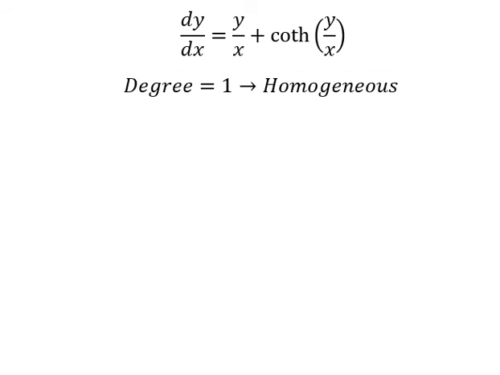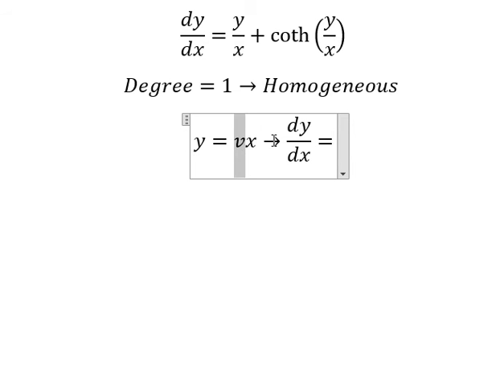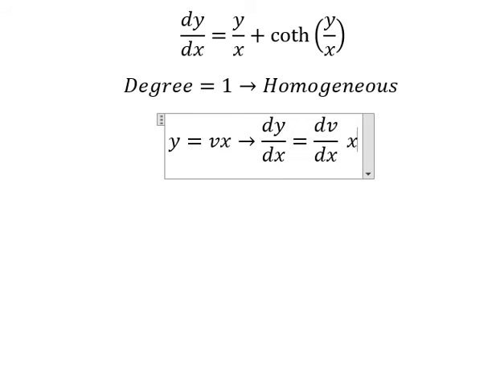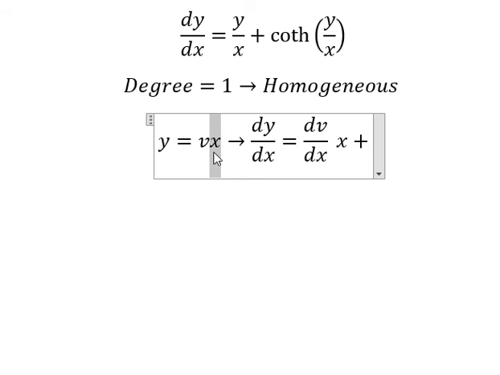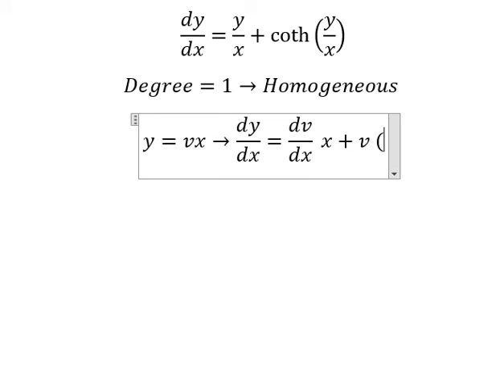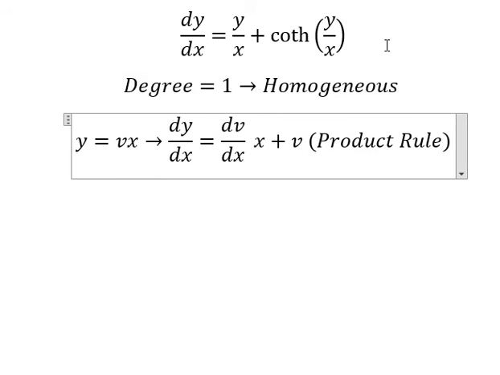So I will put y equals vx. After that, we need to do first the derivative for both sides, and we have dy over dx. This one we have dv over dx multiplied by x. This one we have number 1, so we have v. So this is about the product rule of the derivative.